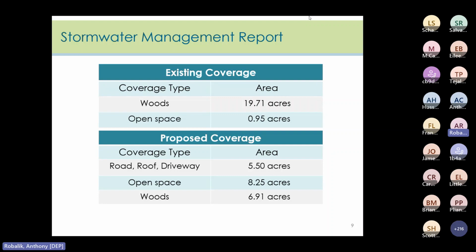For the proposed conditions, there's going to be 5.5 acres of road, roof, and driveway, 8.25 acres of open space, and 6.91 acres of woods. So they're disturbing a pretty good portion of the site, but they aren't getting rid of all the woods.